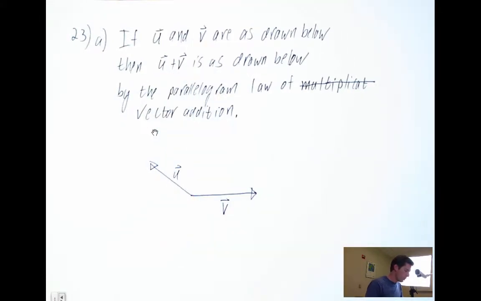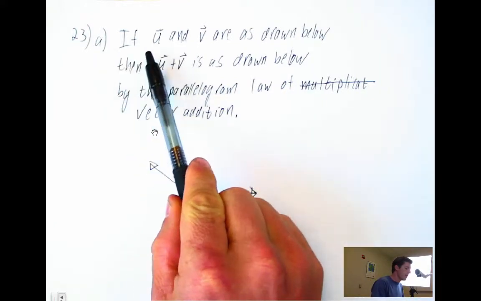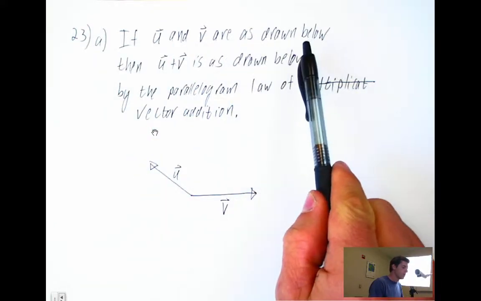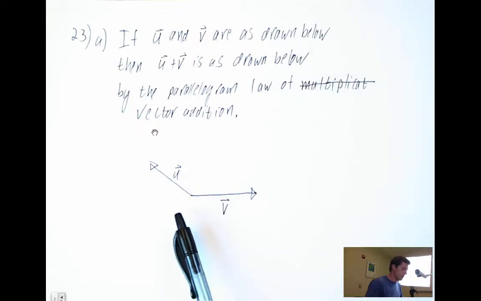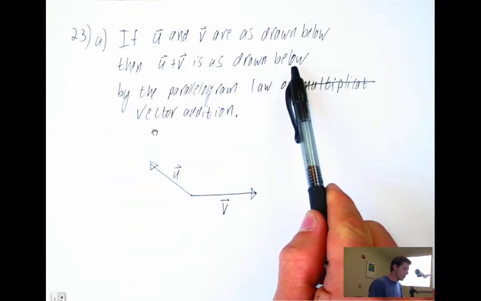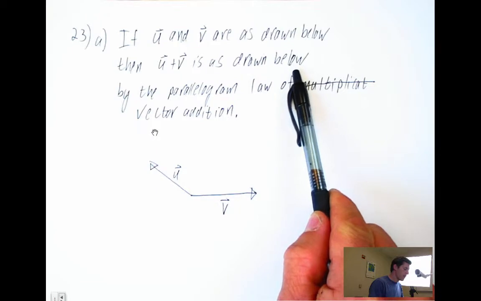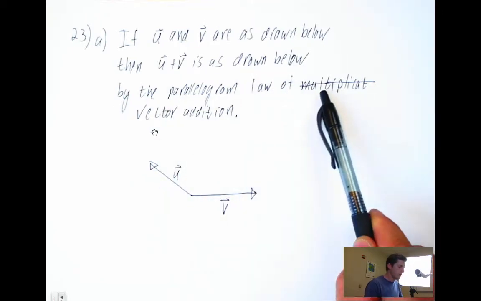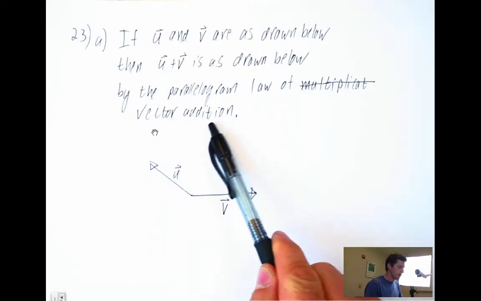So here's how I'm going to word what I'm doing to establish sufficient context. If u and v are as drawn below, like this, then u plus v is as drawn below. Oh, I have yet to do that part. By the parallelogram law of, I meant to say, vector addition.